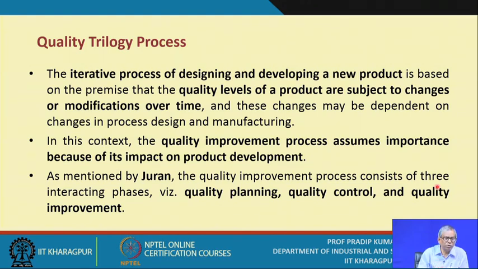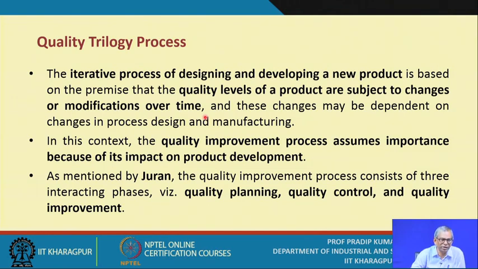Now the next important aspect of quality management I am going to discuss is the quality trilogy process. Whenever you produce a new product, there is a process of creating a new product, and this process is referred to as the iterative process. While you create such a process, you believe that the quality levels of a product are subject to changes or modifications over time.